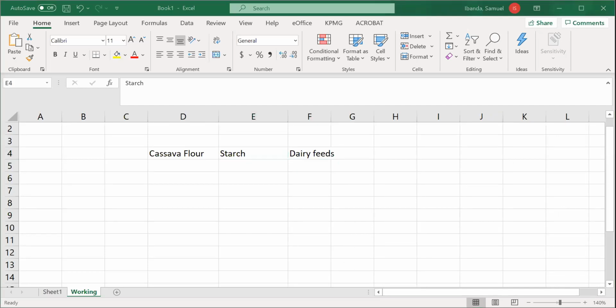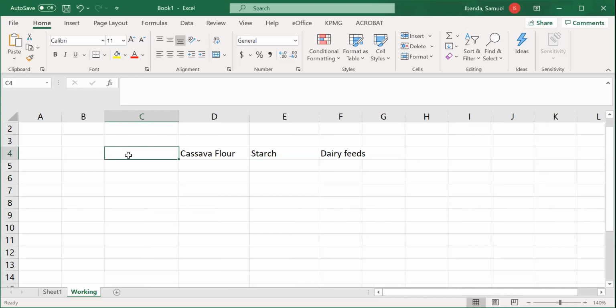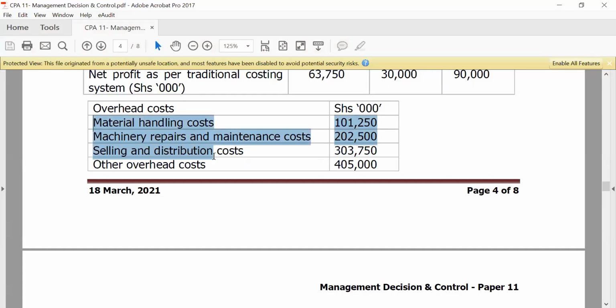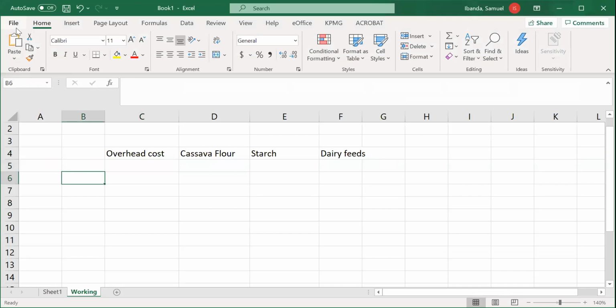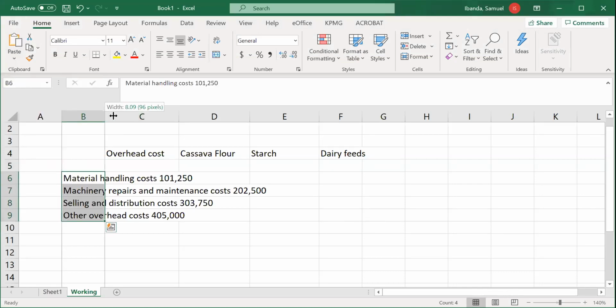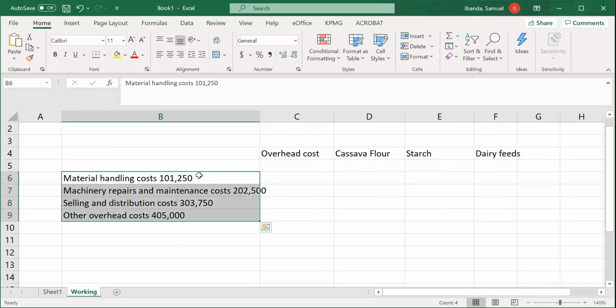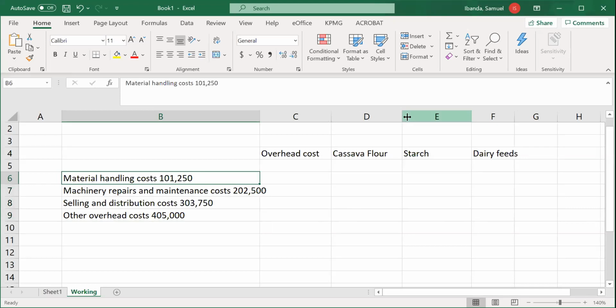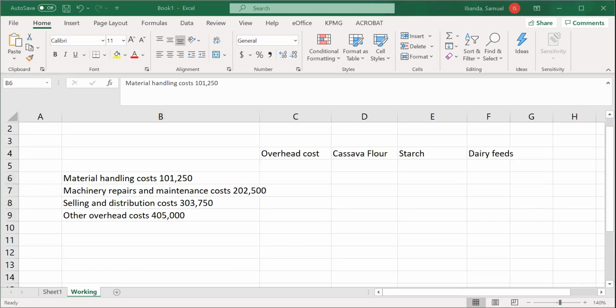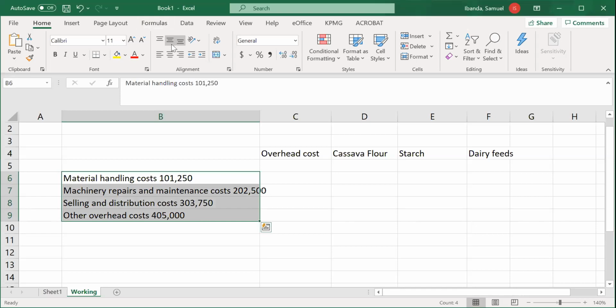So then what am I going to look at? Definitely here, I'm going to look at the overhead costs. The overhead costs that I have, as listed in the exam, are these. Those are the overhead costs that I have. Let me try to copy that here. Okay, let me just try to arrange this. So this is what I have.